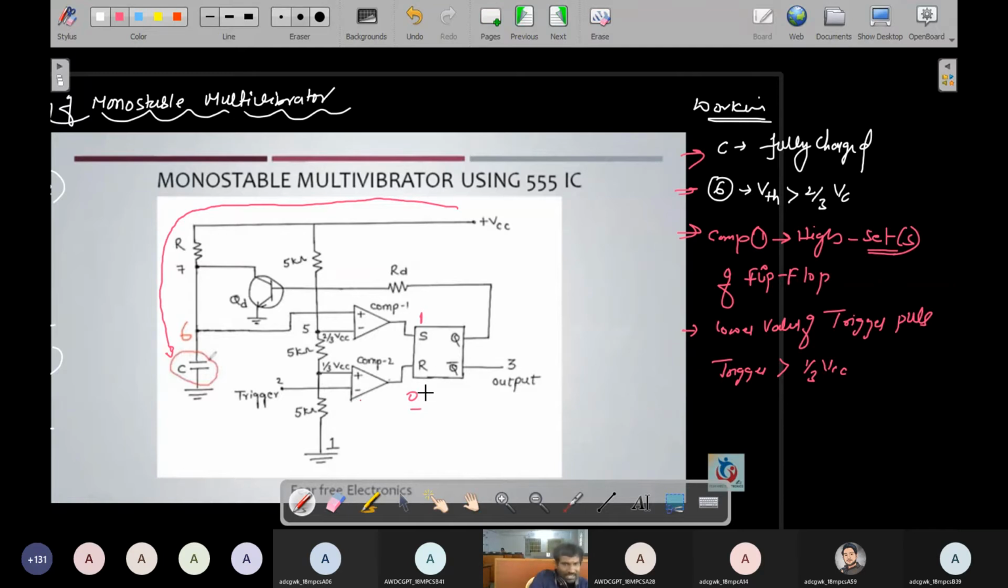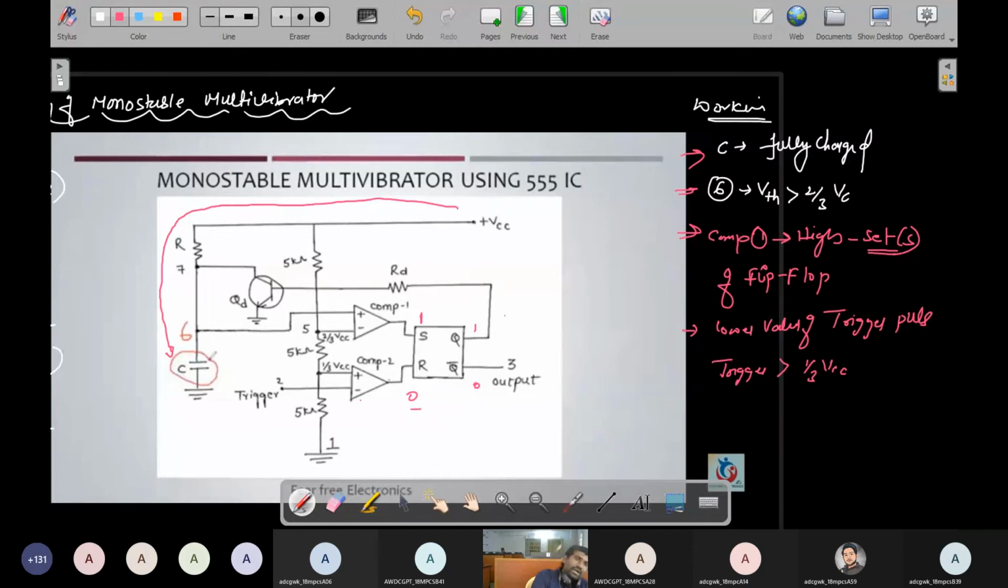So right now 1 and 0 will be given. So set is 1 and reset is 0. If set is 1 and reset is 0, then set will be 1, which means the output is also 1. So Q will be 1 and Q bar is 0. 1 bar is nothing but 0. So your output is 0 and Q is 1.